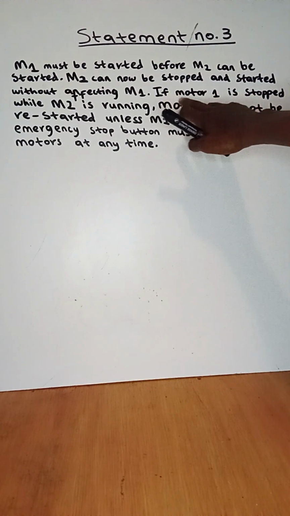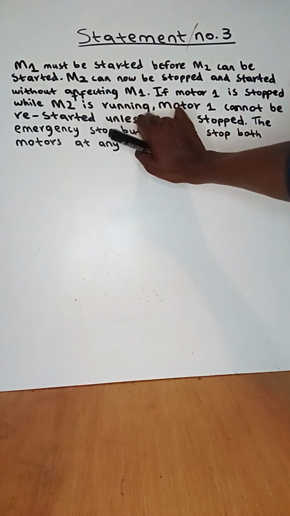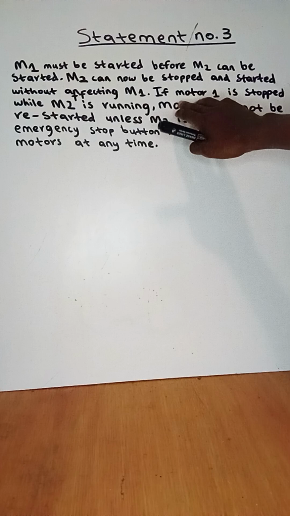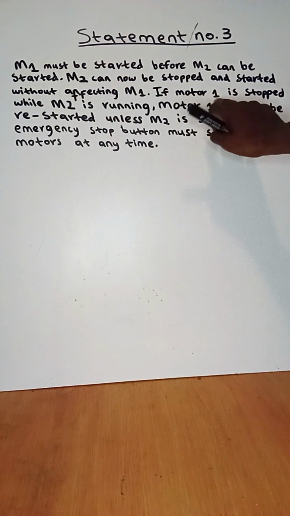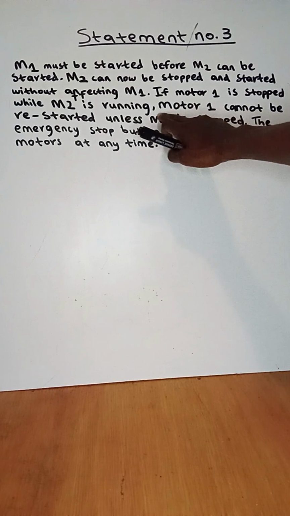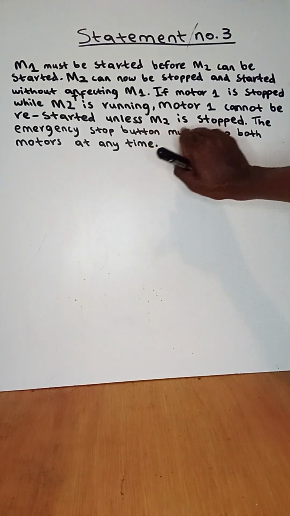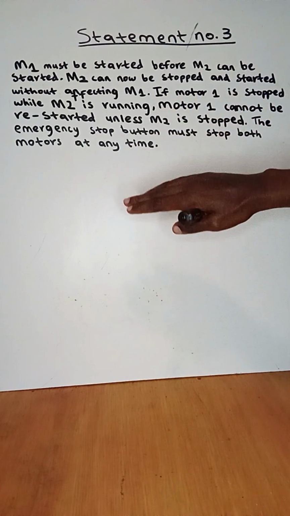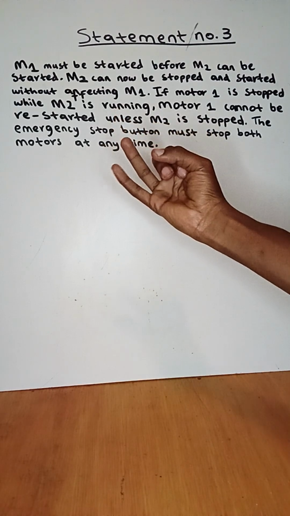So statement number 3 says if motor 1 is stopped while motor 2 is running, I'll explain until the comma. It says when we stop motor 1, motor 2 must keep on running. And then after the comma, it says motor 1 cannot be restarted unless motor 2 is stopped. So since motor 1 and motor 2 were both running, right now we have only stopped motor 1.